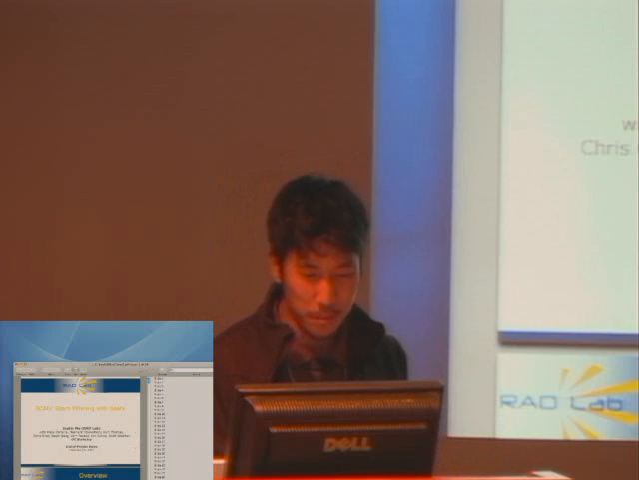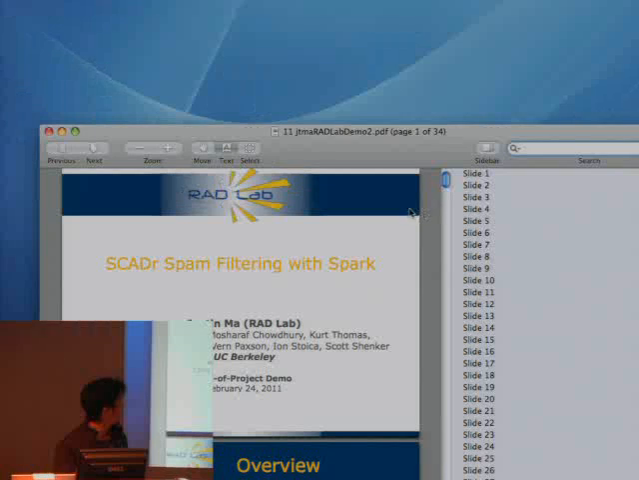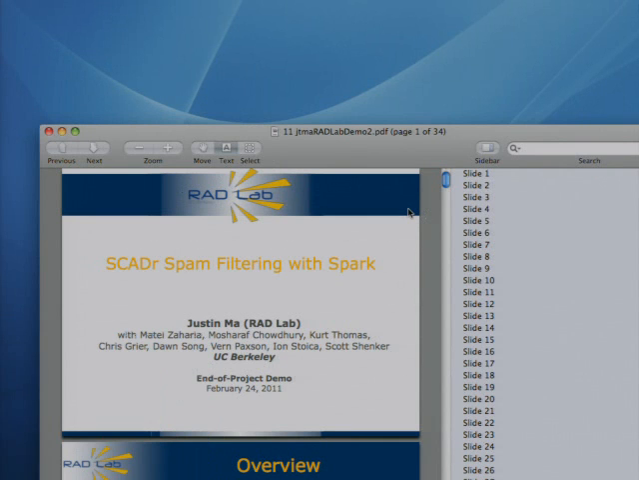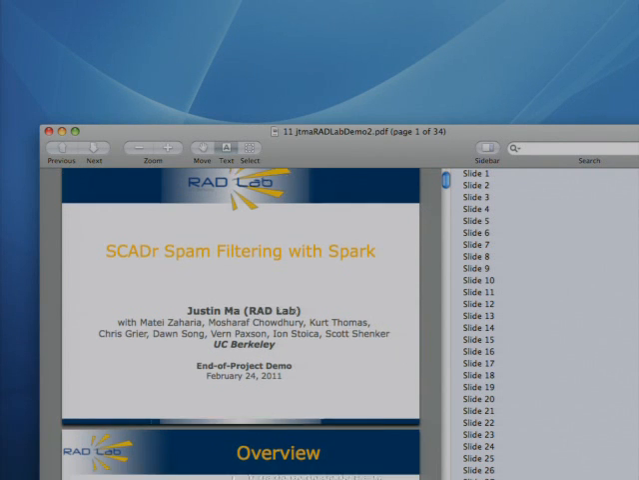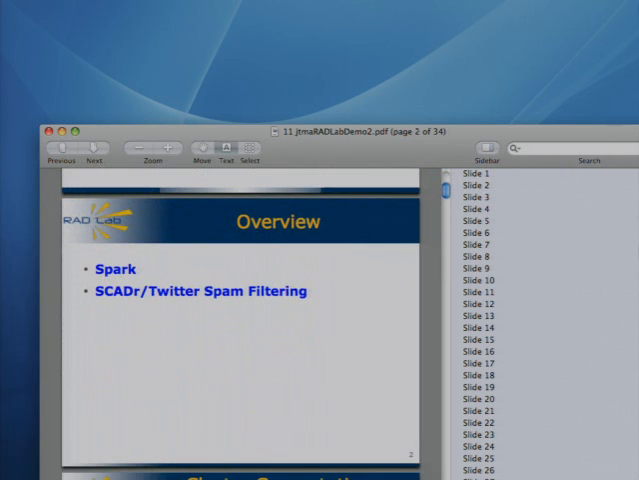All right. So I'll talk about some experiences that we had writing a distributed learning framework on top of the RAD lab stack. And I'll give an overview of Spark, as well as the application that we wrote on top of Spark.